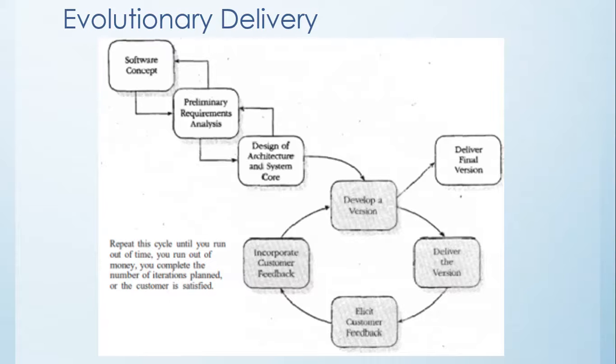So evolutionary delivery, just like staged delivery, starts off with the concept, the preliminary requirements analysis, and a design of the architecture and system core. But instead of delivering things in planned stages, we can just cycle by developing a version, sort of like prototyping, delivering that version, getting customer feedback on the version, and then incorporating that into a new and better and improved product. And then we just keep doing that cycle over and over until you run out of time, money, or you complete a set number of iterations maybe, or God forbid, maybe the customer is actually satisfied by the time you're done.